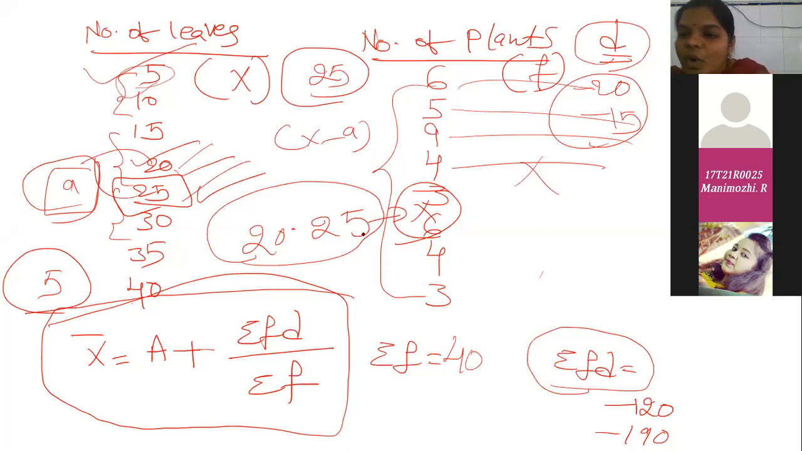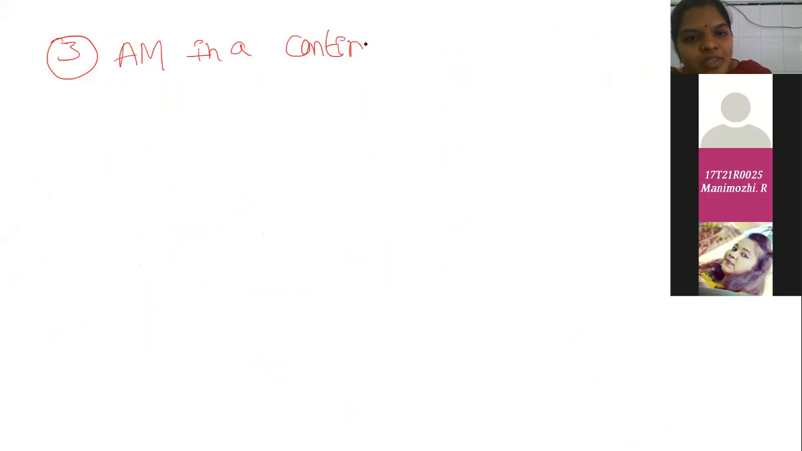Till now what we have seen, we have calculated the arithmetic mean for a discrete series by using two different methods, right? It will be the direct method or else the shortcut method. And I will give exercise problems after completing this class. Next, the third one is calculation of arithmetic mean in a continuous series.